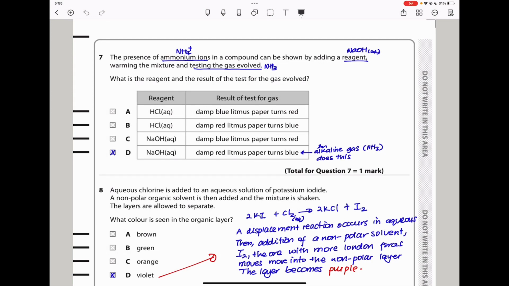Question 7 says the presence of ammonium ions in a compound can be shown by adding a reagent, warming the mixture and testing the gas evolved. Remember, for ammonium ions, the reagent added is sodium hydroxide, and then the gas tested is ammonia gas. We test ammonia gas using damp red litmus paper. So here, the reagent is sodium hydroxide, and the gas is tested using damp red litmus paper, which turns blue.